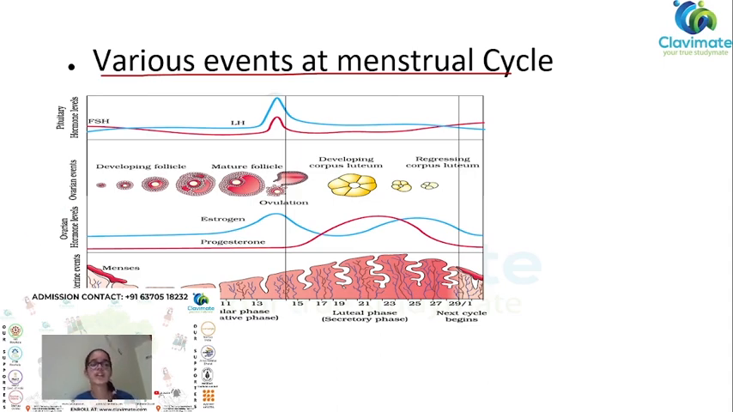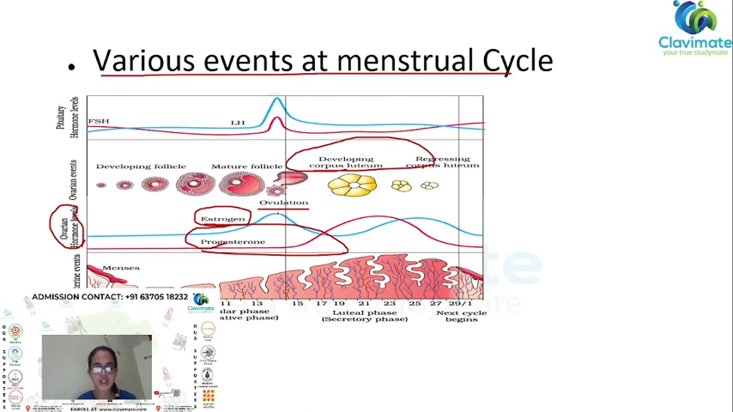And next, coming to the ovarian hormone levels here. During the period of ovulation, the estrogen hormone is considered to be very high. Progesterone is low and estrogen is high. Coming to the developing corpus luteum stage, progesterone is high. So you need to be thorough with this hormone: during ovulation, estrogen is more, and during the corpus luteum stage, progesterone is more.